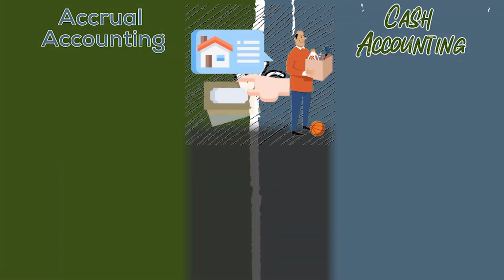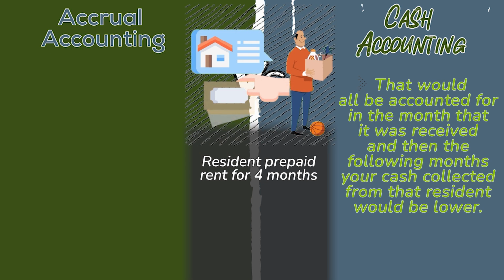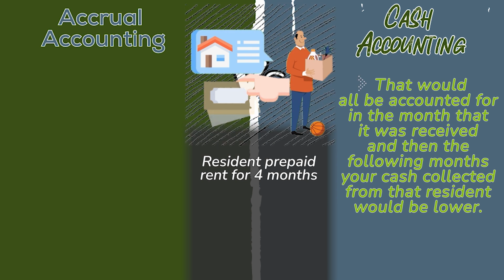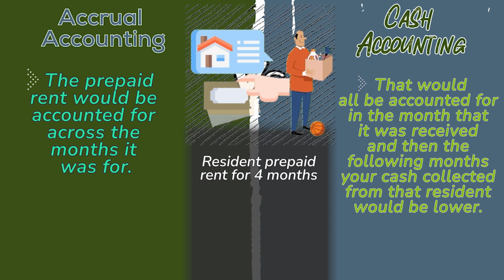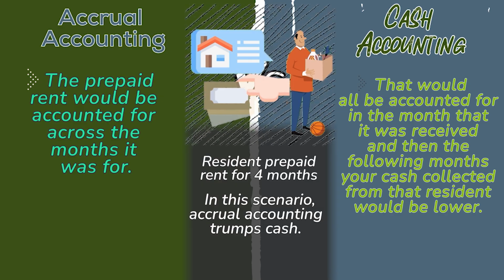The same holds true for the revenue collected. Let's say a resident prepaid rent for 4 months. In cash accounting, that would all be accounted for in the month that it was received. And then the following months, your cash collected from that resident would be lower. While in accrual, the prepaid rent would be accounted for across the months it was for. Again, in this scenario, accrual accounting trumps cash.